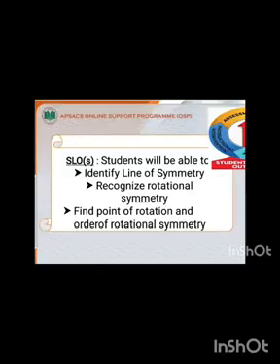After watching this video, you will be able to identify line of symmetry. You can recognize rotational symmetry and find the point of rotation and order of rotational symmetry.